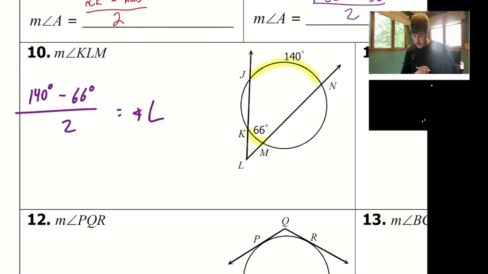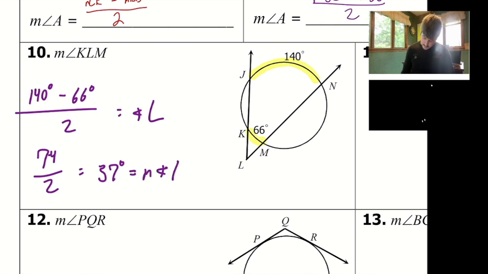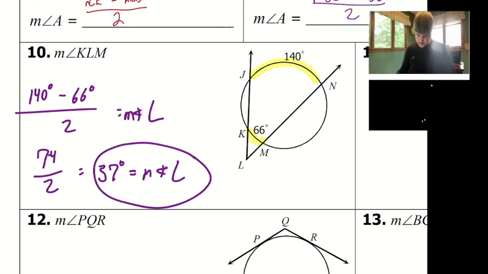So 140 minus 66, that's 74. Still have to divide it by 2. We divide it by 2, you get 37 degrees for the measure of angle L. Which looks pretty reasonable for the size of that angle.